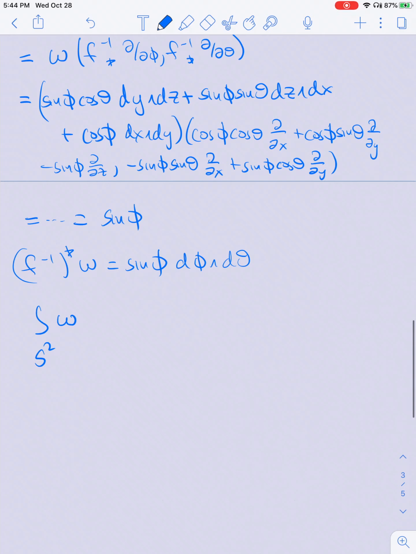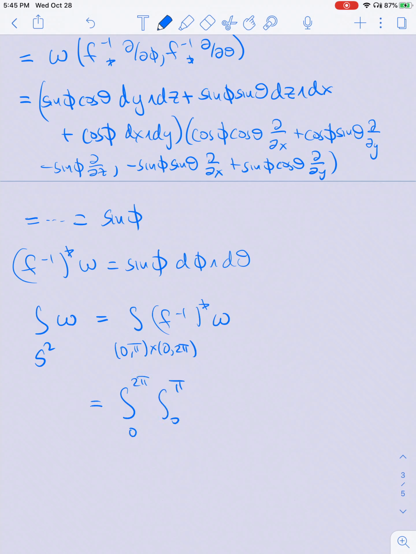When I'm integrating omega over S2, this is the same thing as the integral over 0 to pi cross 0 to 2 pi of F inverse pullback of omega, which is the double integral from 0 to 2 pi, 0 to pi, sine phi, d phi, d theta. And you can compute that this is 4 pi.